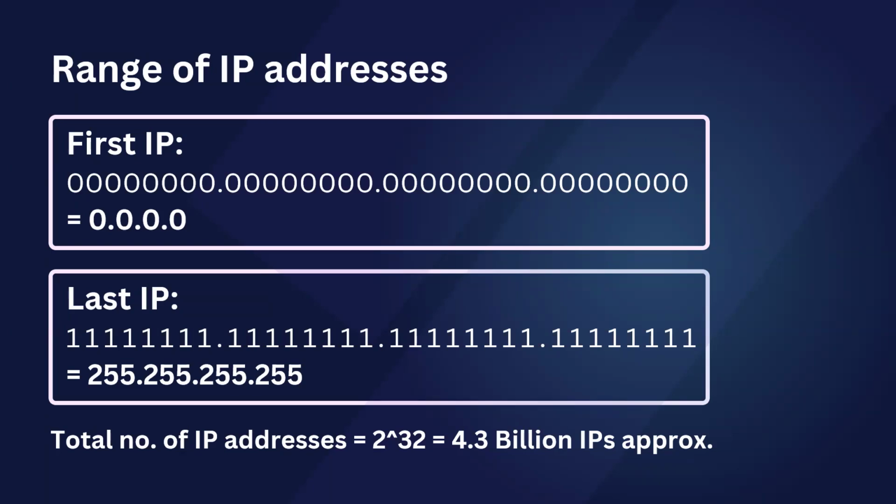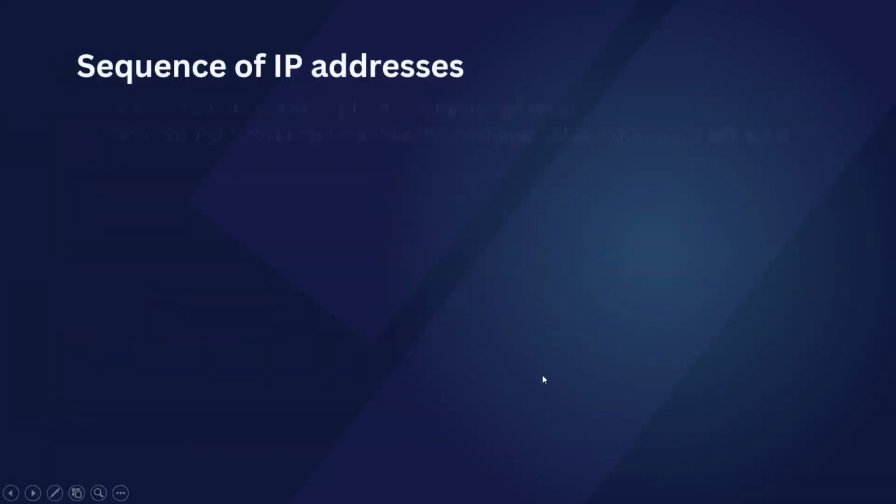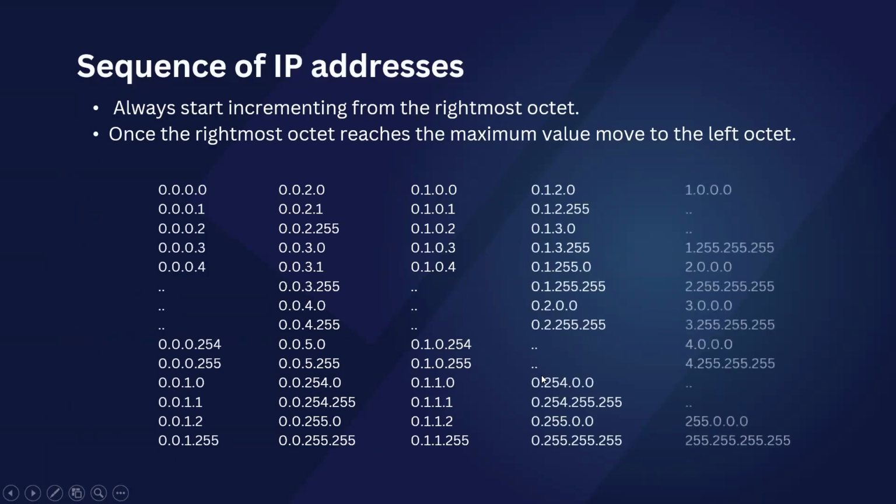So we know there are 4.3 billion IPs. We know this is the first IP, and we know this is the last IP. But what about the IPs in between? What about the sequence of IPs in between? To talk about that, there are two simple rules again. Rule number one is you always start with the rightmost octet.